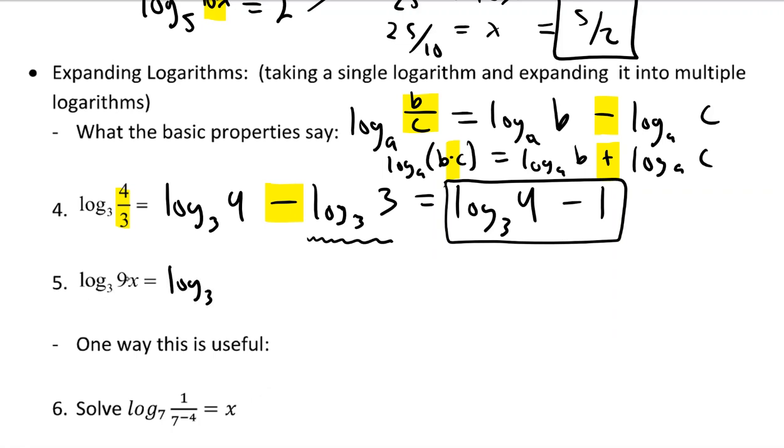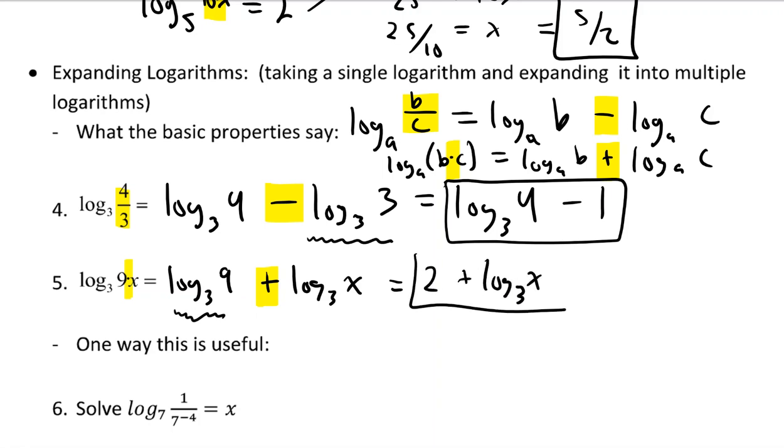So these are being multiplied. So log base 3 of 9 plus log base 3 of x, and there they are expanded. Now again, I'm trying to highlight what you should be looking at here. If something simplifies like log base 3 of 9, you should just change that to 2. That's just saying 3 to what power gives us 9.